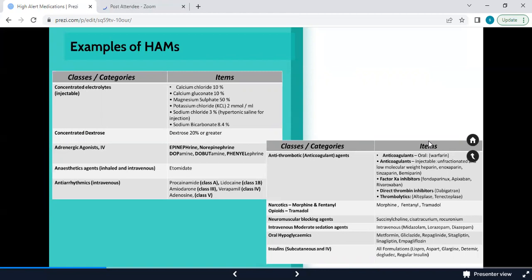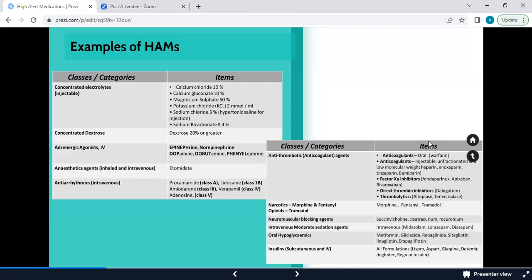Number one, we have the concentrated electrolytes. The concentrated electrolytes are electrolytes which have high concentration, such as calcium chloride, calcium gluconate, magnesium sulfate, potassium chloride, okay, and potassium chloride, we know that it comes in 20 millimole or higher. So from 20 millimole per ml, it is a high alert medication.